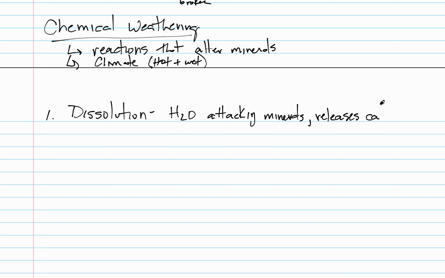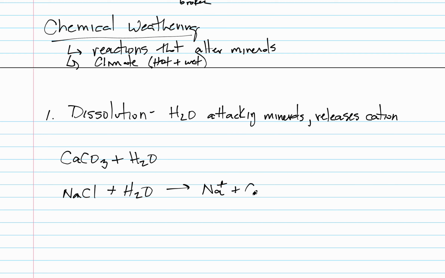Releases cation, right? A cation is an element with a positive charge. For example, we could have the mineral calcite, CaCO3, and we add water to that calcite. We could have the mineral halite, NaCl, table salt, plus water. You know what salt plus water does. It dissolves. It releases the sodium as an ion, and it stays dissolved in the water. So we get this plus water.